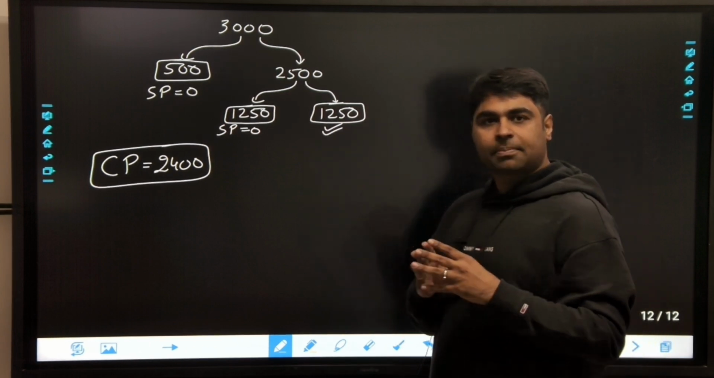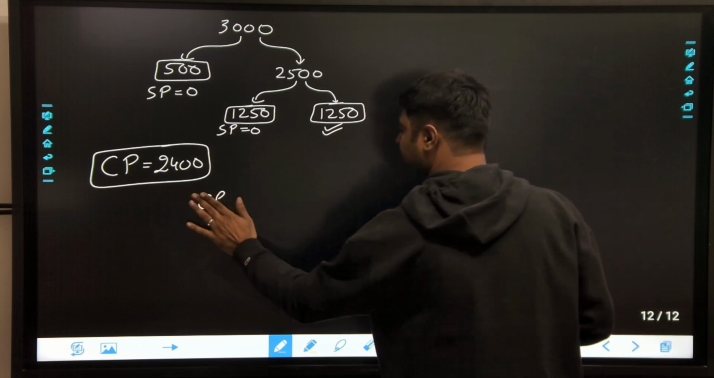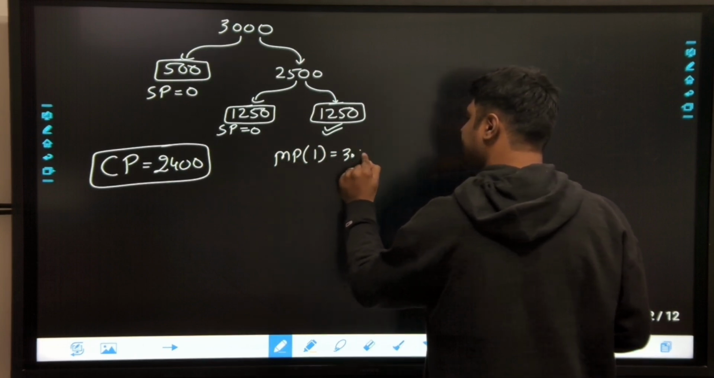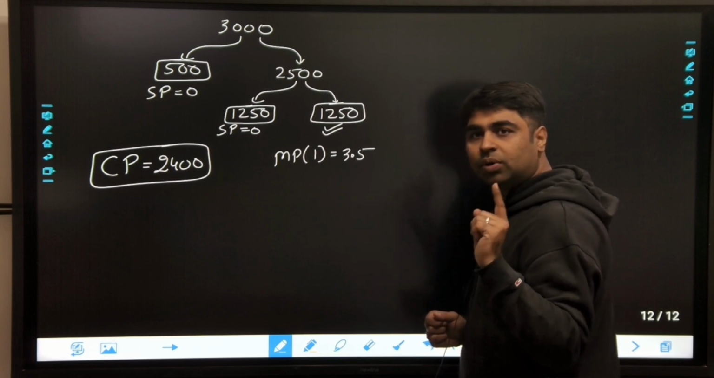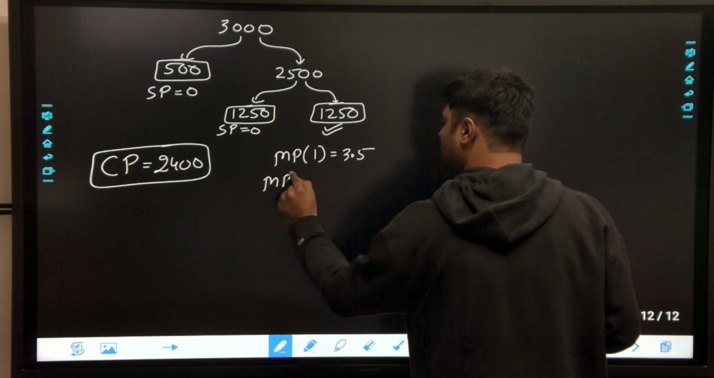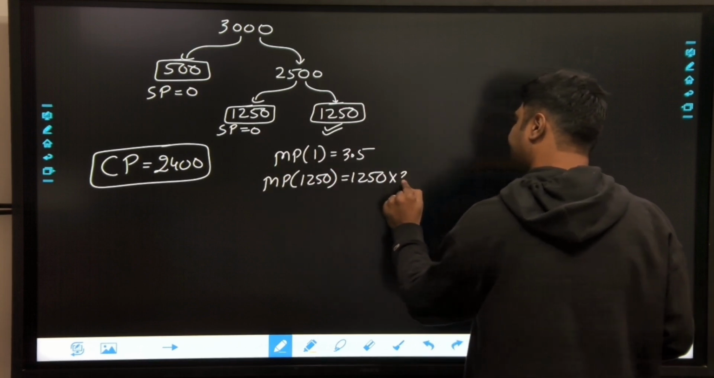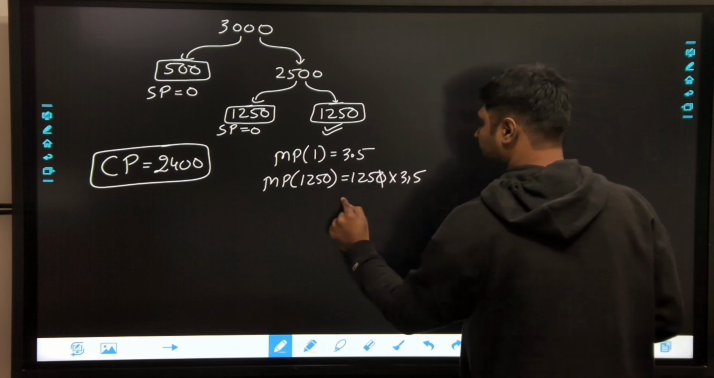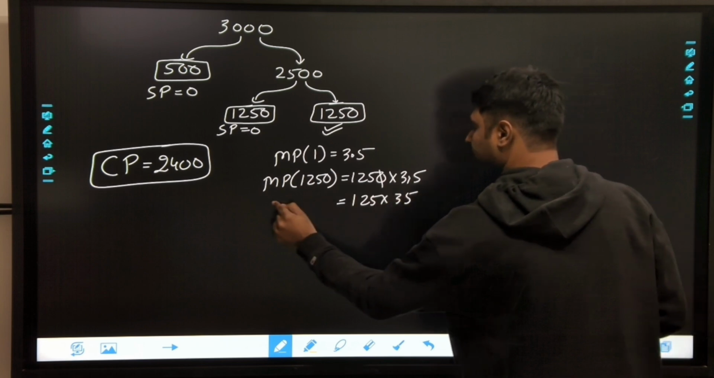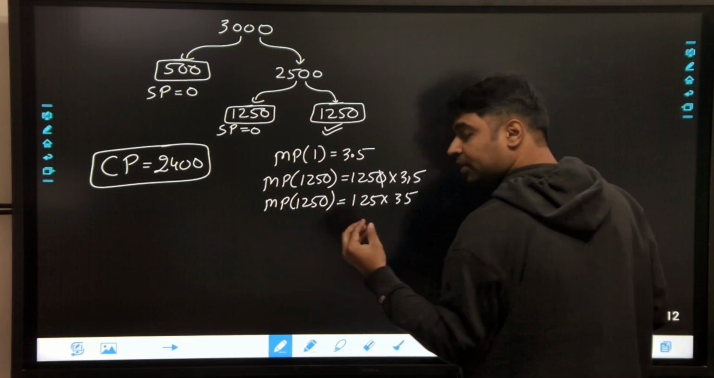So what is the mark price? Now if we see the transaction, the cost price was 2400, but the mark price for one software was 3.5 rupees, which is given in the next line. What is the overall gain or profit percentage in the whole transaction? We have to find out. So what would be the mark price of 1250? That will be 1250 multiplied by 3.5, decimal gone, so this would be 125 into 35, the mark price of those 1250 which were actually sold for money.